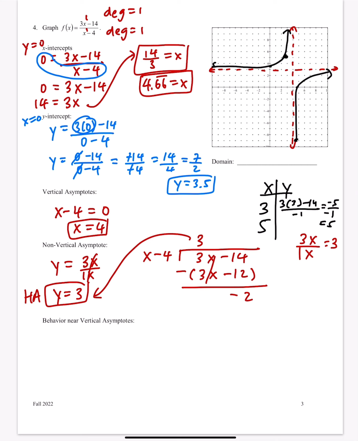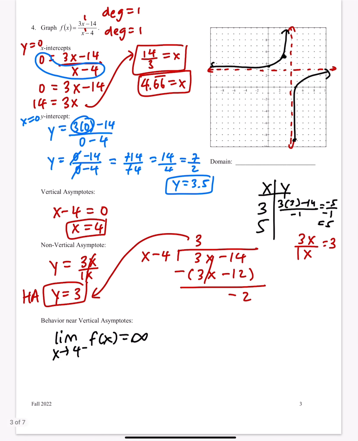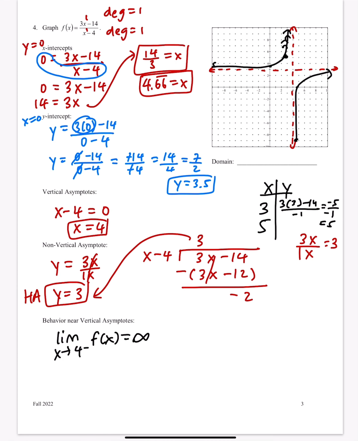For the end behaviors, the limit as x goes to 4 from the left is positive infinity, because it's going up to positive infinity. The limit as x goes to 4 from the right of f of x is going down to negative infinity. So it looks like that.